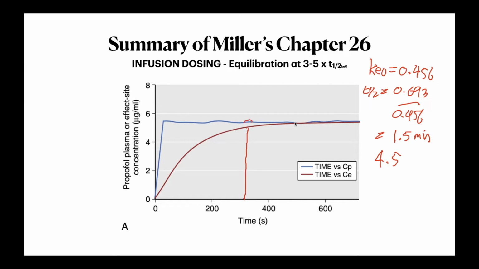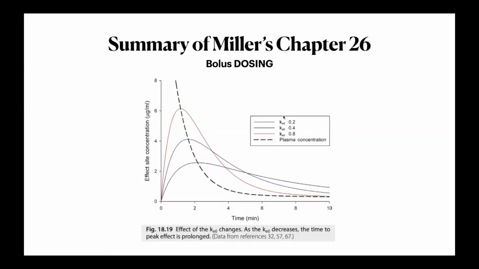So you can see at this point here, it starts reaching equilibration. Now, we don't want a system to reach equilibration in 4.5 to 5 minutes. We would prefer it if it reached the effect site concentration a lot faster. So what we can do is we can do bolus dosing. And this is just a simple idea of just using the bolus dose itself.